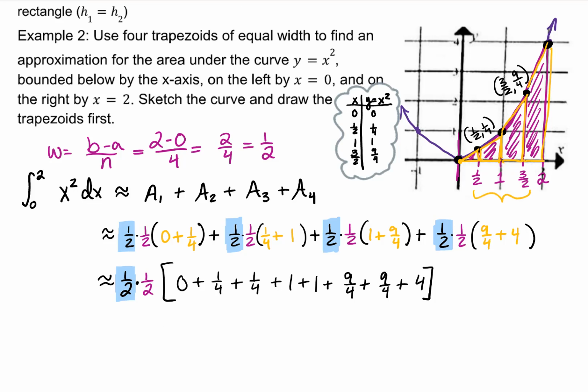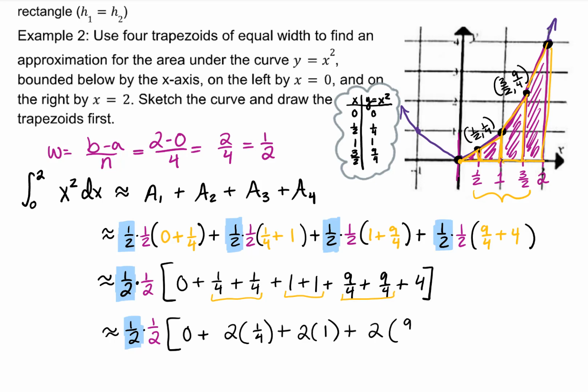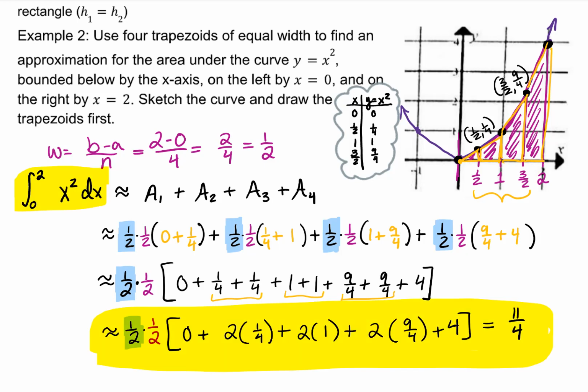Notice how each inner height will be used twice, one for the trapezoid to its left and one for the trapezoid to its right. It's only the first and last values that are used only once. 1/4 and 1/4, 1 and 1, 9/4 and 9/4. So we can actually create a formula for the trapezoidal rule. 2 times each of the inner heights. This is equal to 11/4. And you guessed it, AP needs to see the entire sum as well as the result.